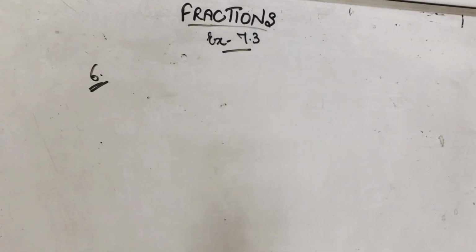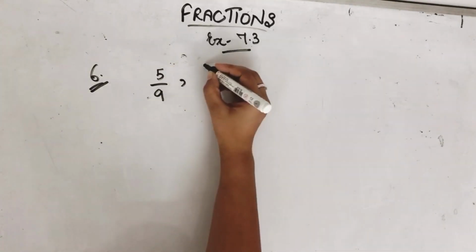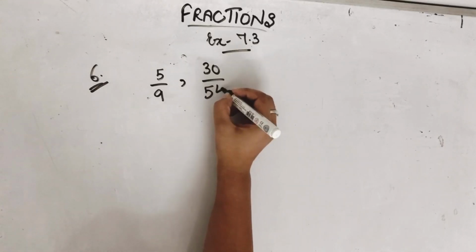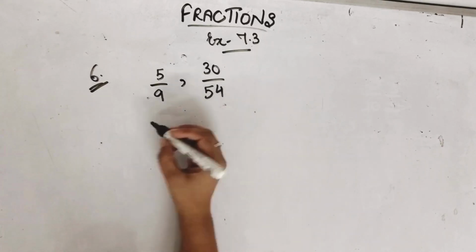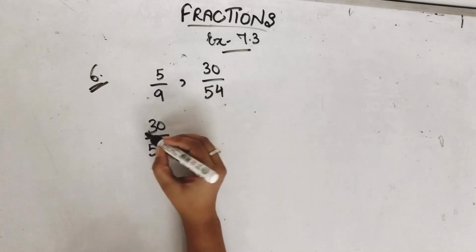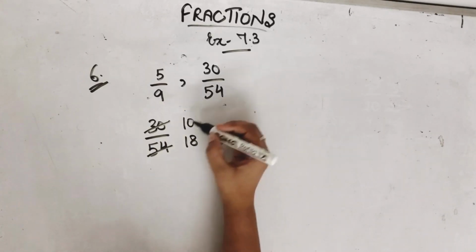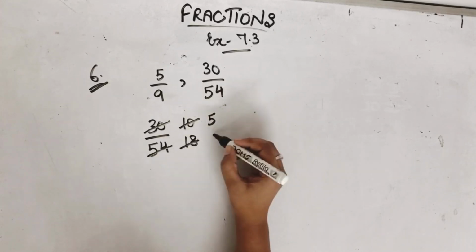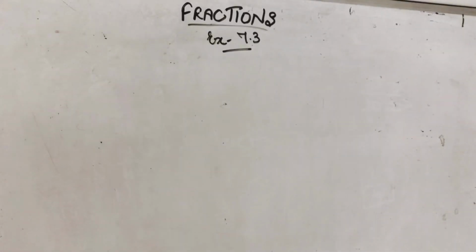To check whether fractions are equivalent or not, you have to convert them into simplest form and check. Like 5 by 9 and 30 by 54. 5 by 9 is in simplest form. Convert 30 by 54 into simplest form. So it will be 5 by 9. Yes, these two are equivalent. Now the 7th question you will do yourself in the book itself.